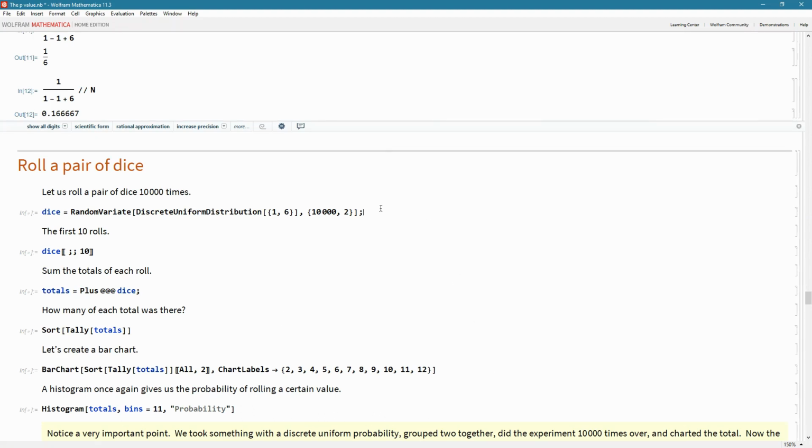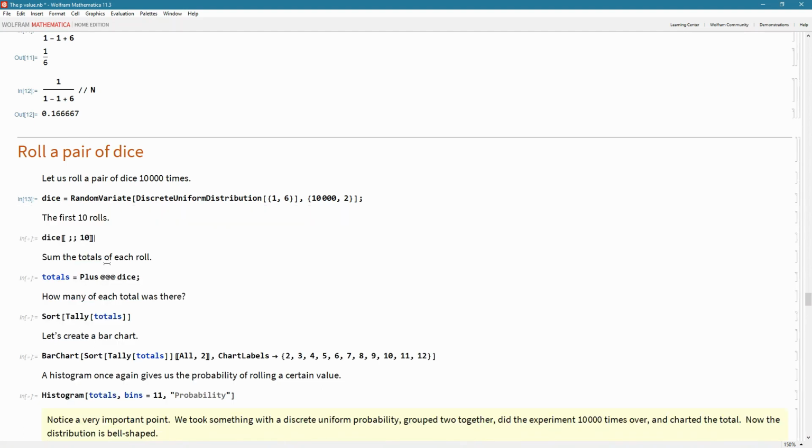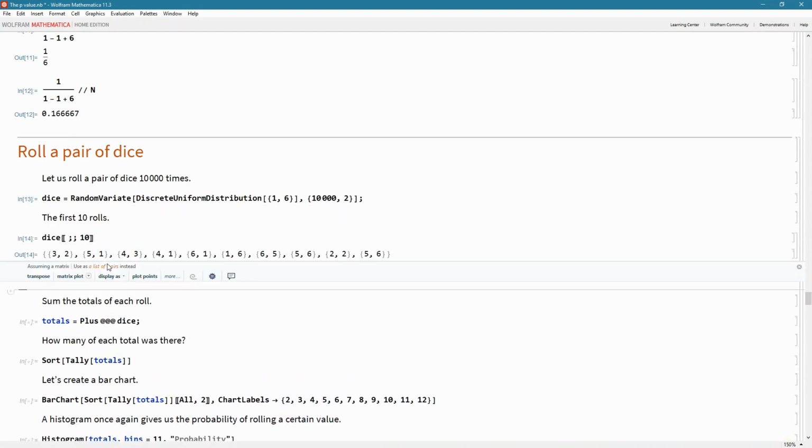Now, I can't do that, but I can ask Mathematica to do that for me, and I've saved it in this variable called dice, and I can say, let's look at the first 10 rolls. And you see, this is called a list of lists. I rolled a 3 and a 2, picked it up, rolled a 5 and a 1, a 4 and a 3, a 4 and a 1, a 6 and a 1, a 1 and a 6, and a 6 and a 5. That's my first 10 rolls.